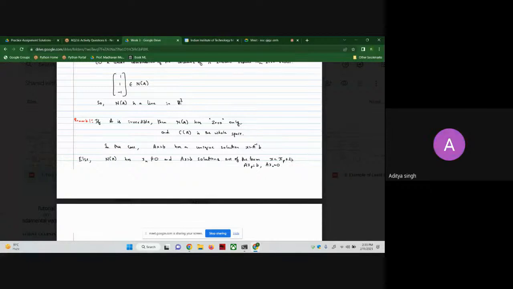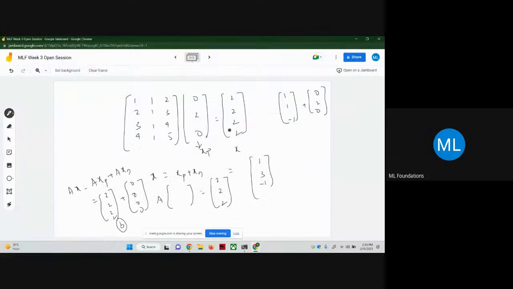So how did we get that xp vector? You could see here this is 2, 2, 2, which is nothing but this column multiplied by 2. So basically I can set the other two columns' coefficients to 0. We are adding xp in the way that we get 2, 2, 2 for b.